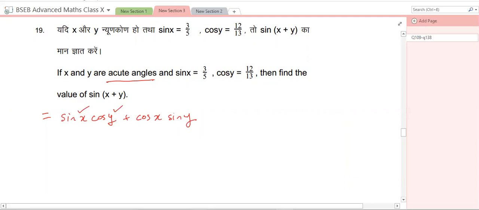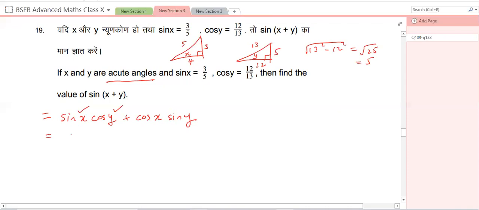Now we've got sine x and we have cos y. We do not have cos x and sine y, so you need to draw two separate triangles here. Triangle for x: opposite is 3, hypotenuse is 5, adjacent is 4. Triangle for y, we have 12, 13. To get the opposite, 13 squared minus 12 squared, the square root of it, which is 169 minus 144, should get 25, which is 5. So opposite will be 5. Now we can find everything.